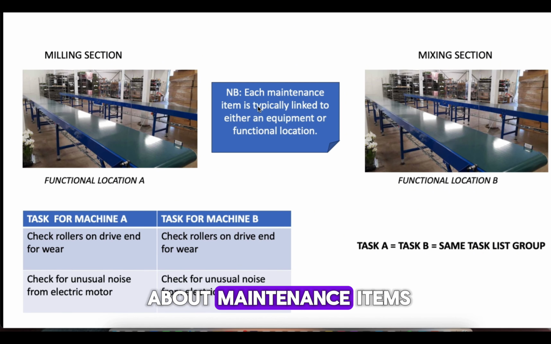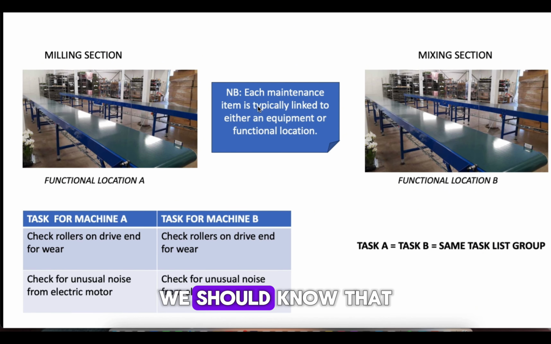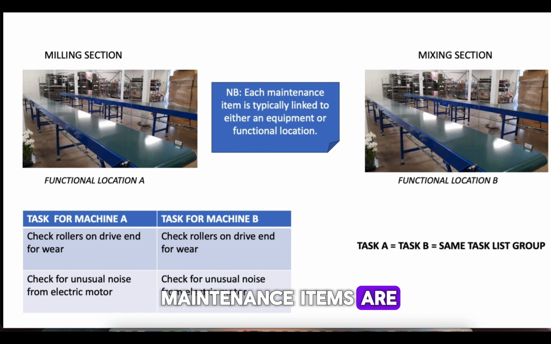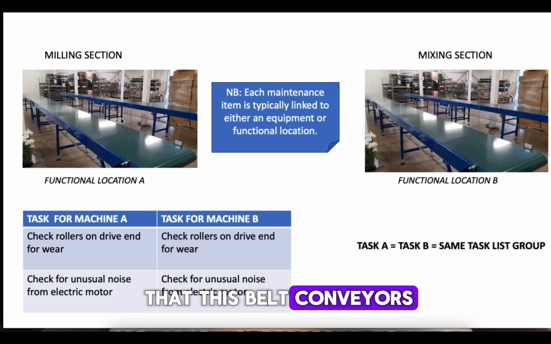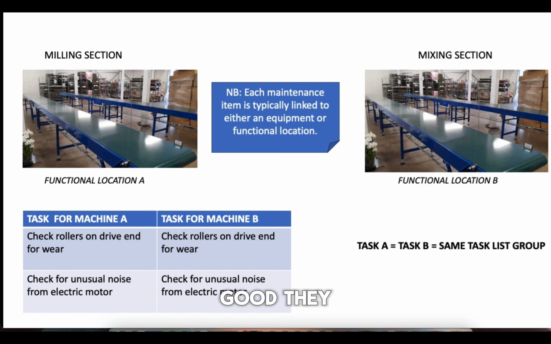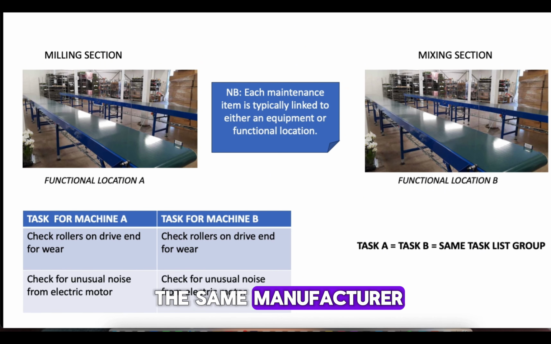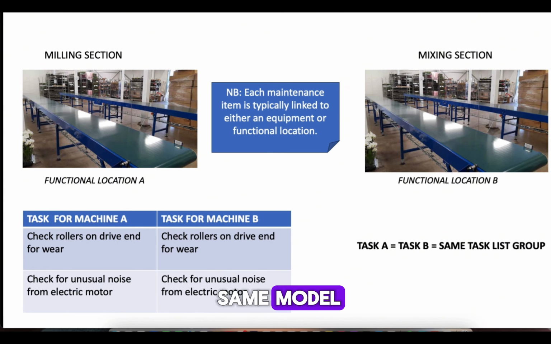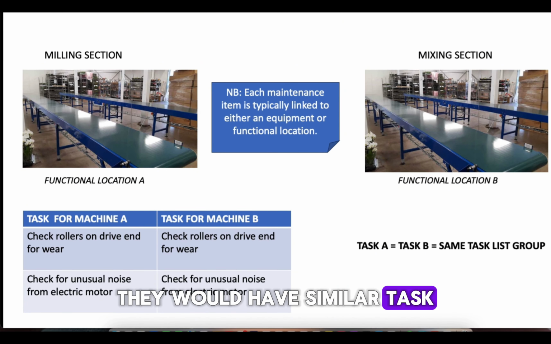Now, before we proceed, I want us to take note of this. When we talk about maintenance items, we should know that maintenance items are typically linked to either an equipment or a functional location, and I will explain. So now let's assume that these belt conveyors are the same, right? Good. They are from the same manufacturer, and because they are from the same manufacturer and they are the same type, they would have a similar task.